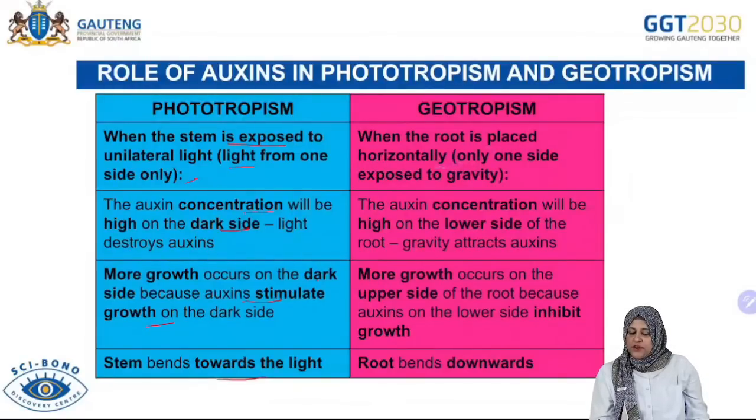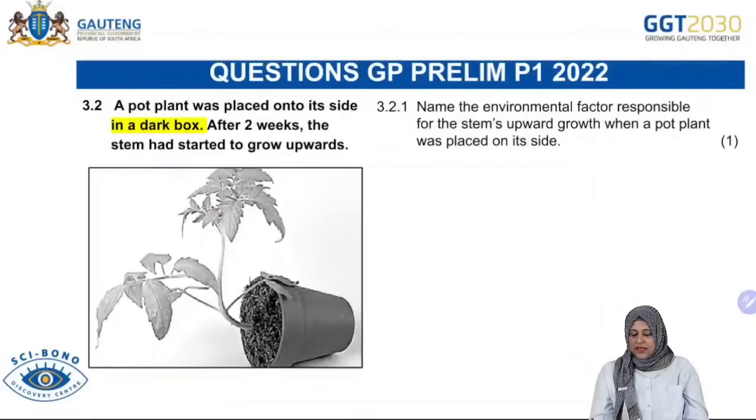When the root is placed horizontally on one side exposed to gravity, the auxin concentration will be high on the lower side. And remember, gravity attracts auxins, but also more growth occurs on the upper side because remember, auxins inhibit growth in the root. Therefore, the root bends downwards.